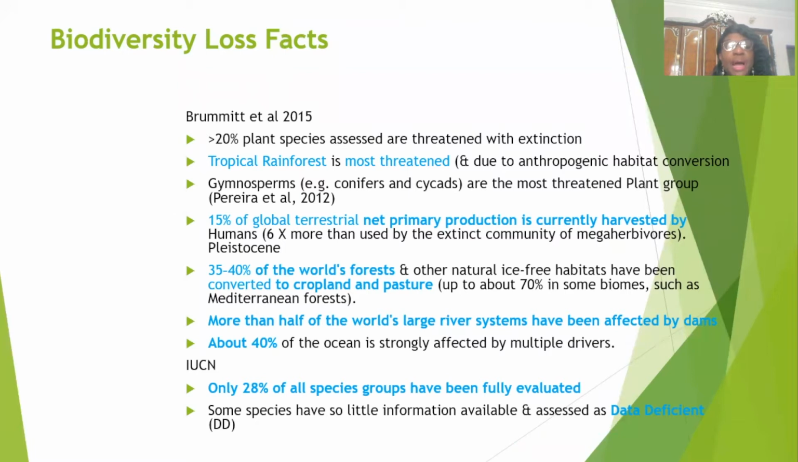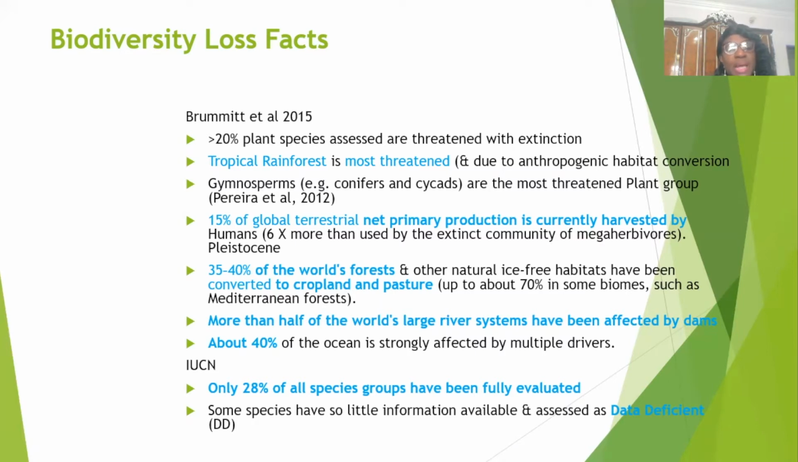Gymnosperms are plants with naked seeds. Examples, conifers and cycads, are the most threatened among the plant groups. 50% of global terrestrial net primary production is currently harvested by humans. This is six times more than what it has been in the past.